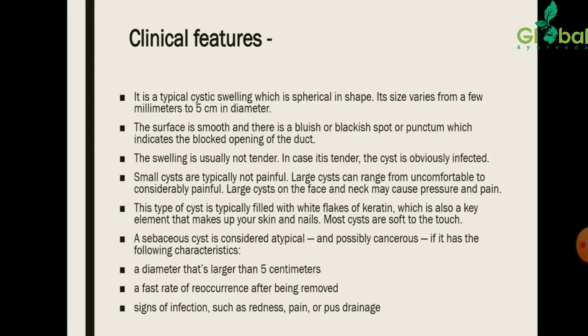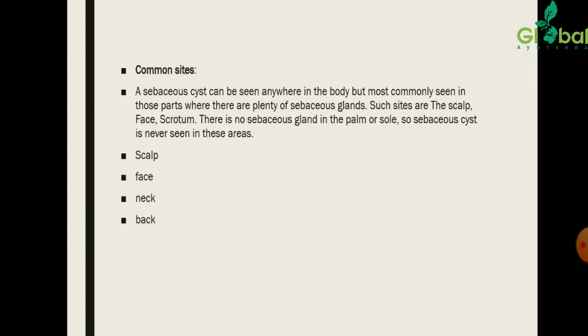Common sites: a sebaceous cyst can be seen anywhere in the body, but most commonly in those parts where there are plenty of sebaceous glands. Such sites are the scalp, face, and scrotum. There is no sebaceous gland in the palm or sole, so a sebaceous cyst is never seen in this area. Scalp, face, neck, and back are the common sites of sebaceous cyst. These are the pictures of sebaceous cyst.